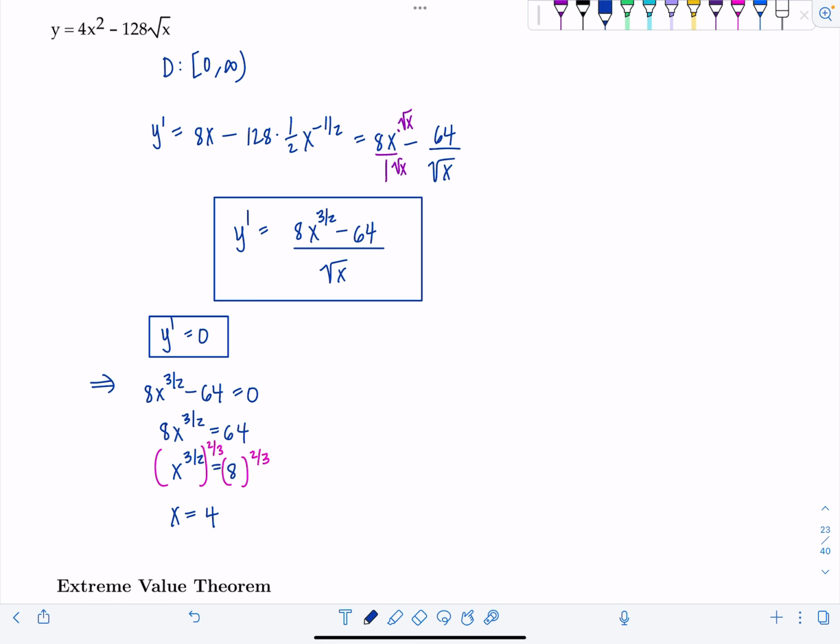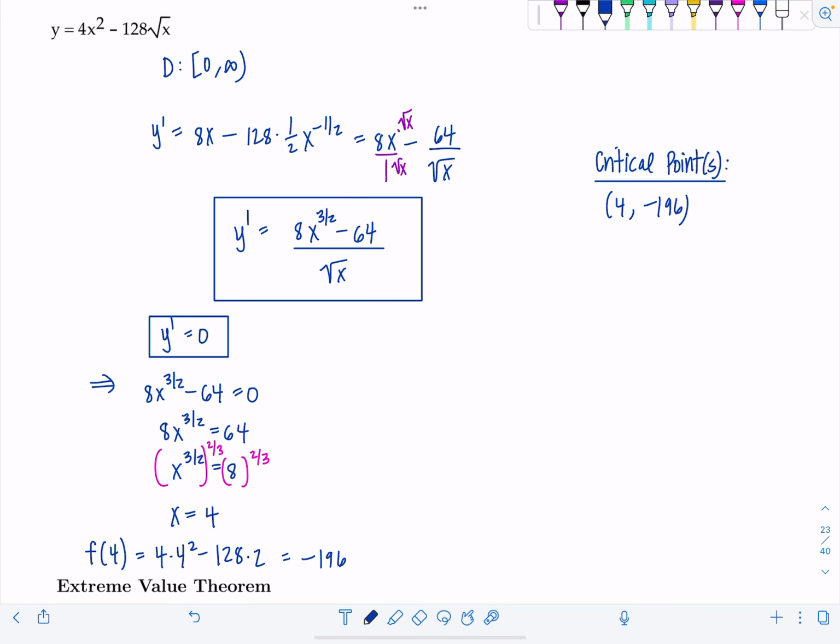When I find the y value that corresponds, f of 4, that's 4 times 4 squared minus 128 times square root of 4. I'm going to get negative 196. So yay, I already got a critical point. At 4, negative 196. Okay, I'm not done.